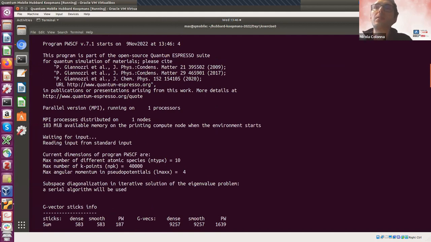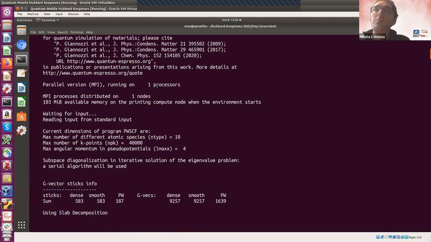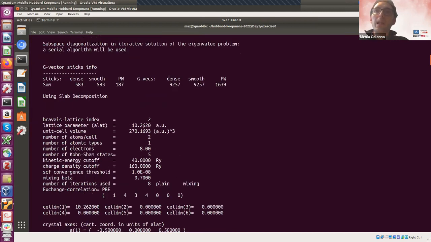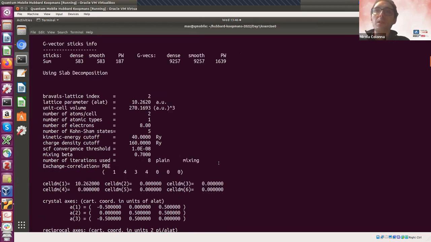Well, this is just an introduction, how to cite the code. Here there is some information on the parallelization. Now we are running only on one process. Okay, then we have something more interesting, in particular the summary of the input structure. Here you see again that the Bravais lattice is 2, meaning an FCC. This is the lattice parameter and the unit cell volume. This is just a recap of the input parameters.